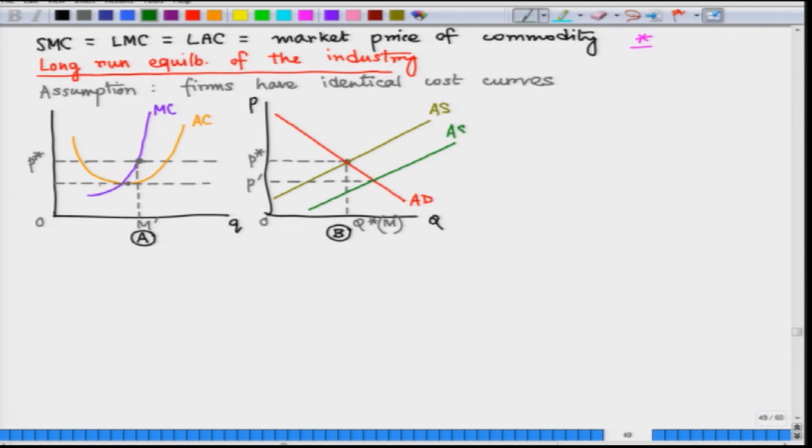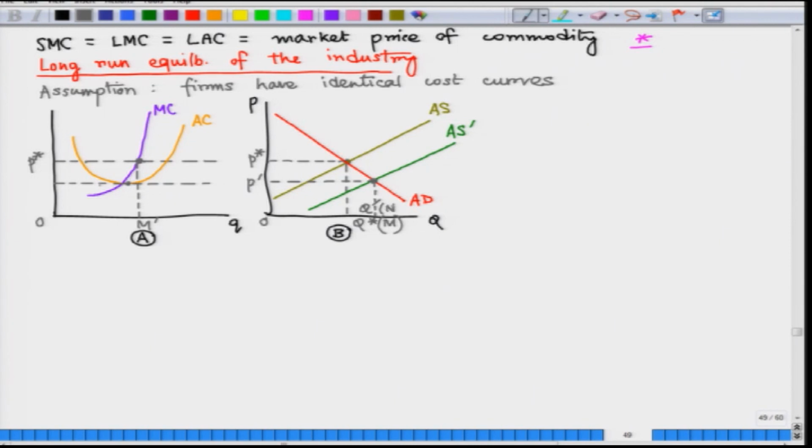Let me denote this as S prime. So this is basically somewhat repetitive from my previous discussion, but I am trying to give you much simpler graphs to look at, okay. So this recap is helpful. Now what we observe here is that at this intersection point a new equilibrium is obtained, and corresponding to the new equilibrium market price P prime, a new output level Q double star, or say Q prime, is obtained.